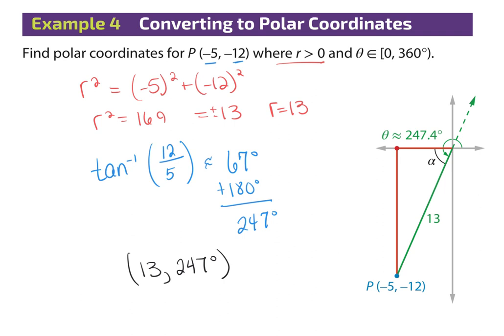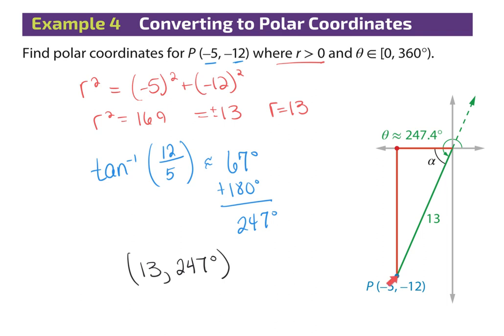In example 3, I converted from polar to rectangular. In example 4, I'm just going the opposite direction, rectangular to polar. All right? In both cases, they have given us that r is positive, all right? You have to think about the fact if they told you r was negative, what would you do?